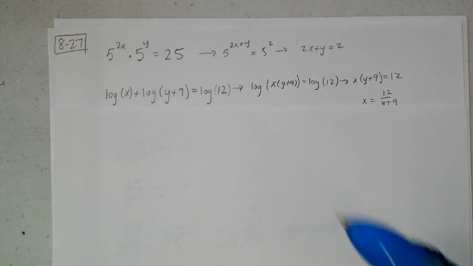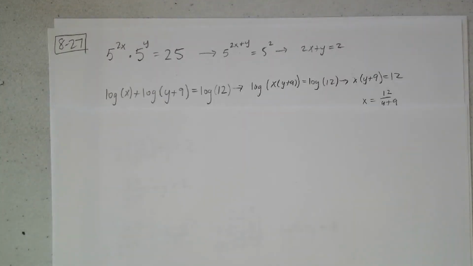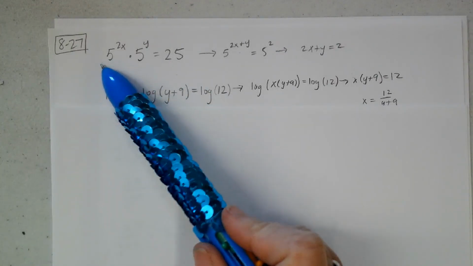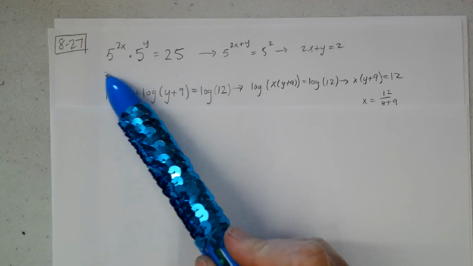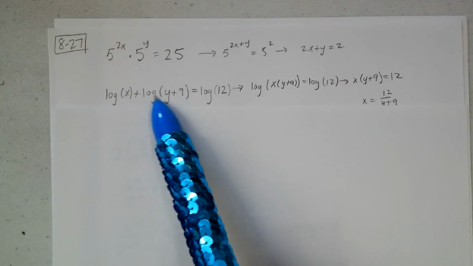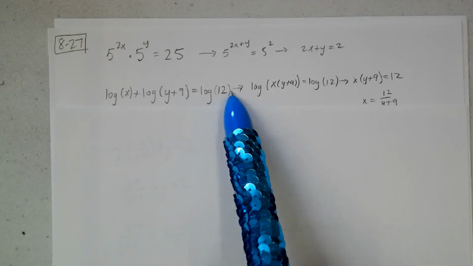This is pre-calc. This is problem number 8-27. It wants you to solve a system of equations. So the first equation was this 5 to the 2x times 5 to the y equals 25, and the second equation was this one with the logarithms in it.